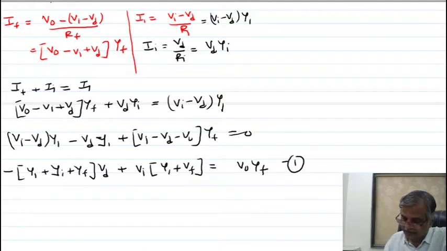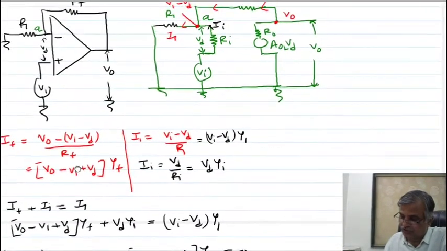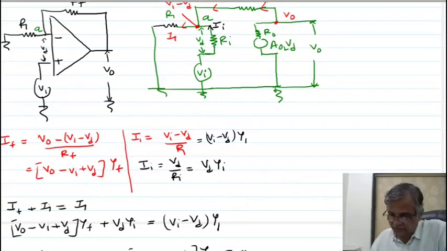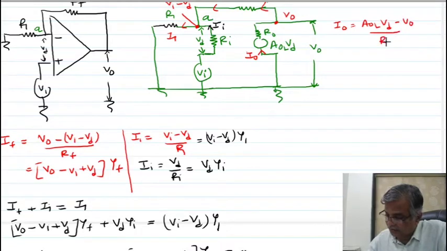Now I am using the output section. For the output section, look here, this current. From this I am writing. For the output section I can write this current, let me say IO. So this IO is nothing but (AOL VD minus VO) upon RO.